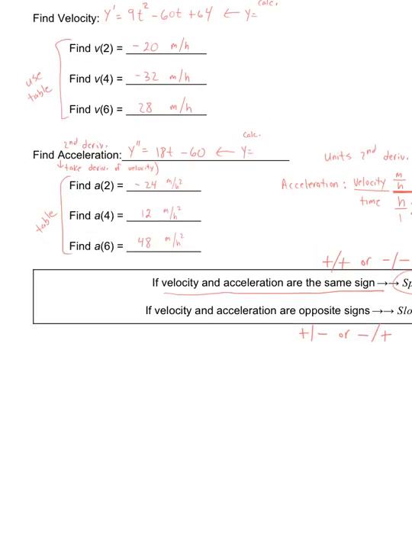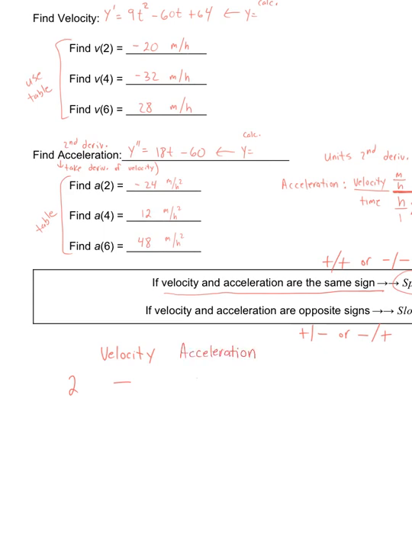So we are going to take the values for the velocity and the values for the acceleration, and we're going to figure out if we're speeding up or slowing down at each of these times. So at 2, my velocity is negative, right up here, a negative 20, and my acceleration is negative. So I'm going to put that right here.